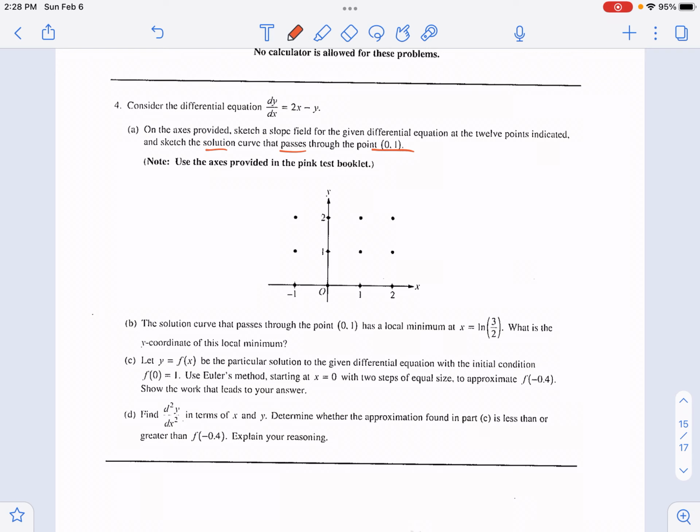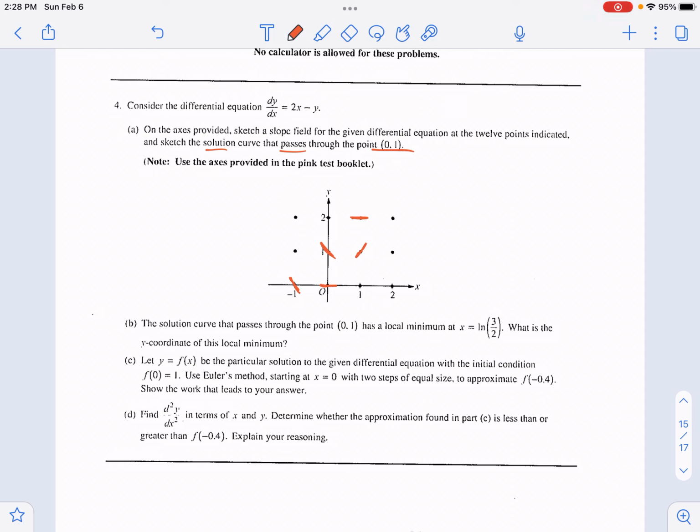For example, if you plug in the origin, dy/dx equals 0, so we get a horizontal tangent there. Also, when you plug in the point (1, 2), that produces a derivative equal to 0. So let's sketch horizontal tangents there. If you plug in the point (1, 1), the slope is 1, so I'm going to do a slope of 1 there. If you plug in (0, 1), the slope is negative 1. If you plug in (-1, 0), the slope is negative 2.